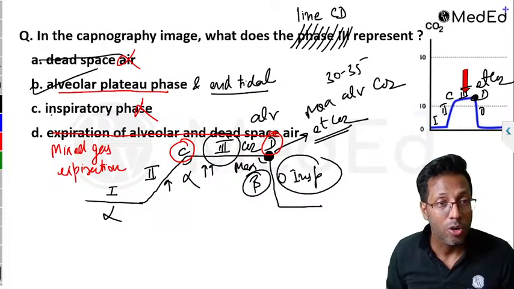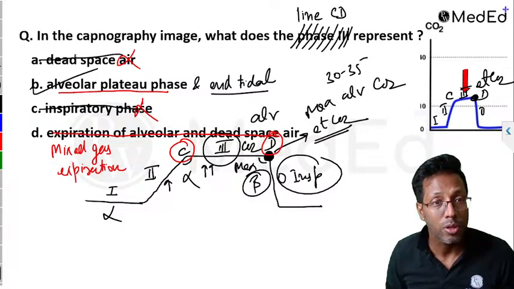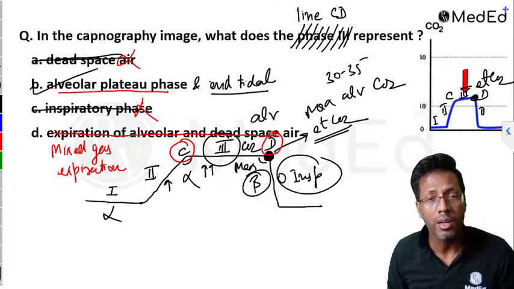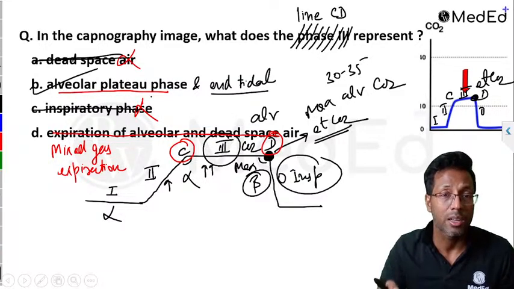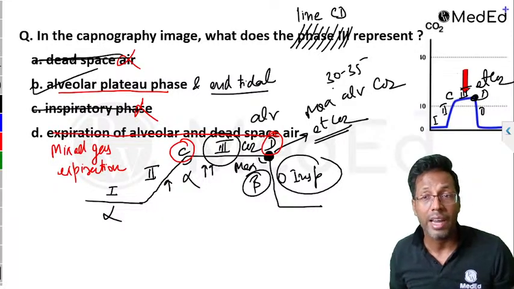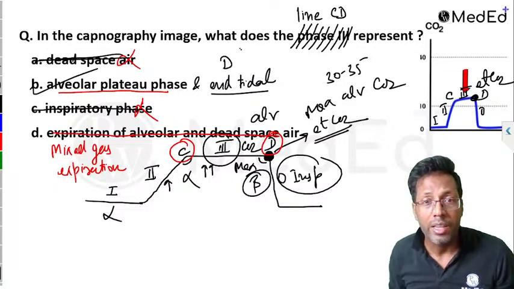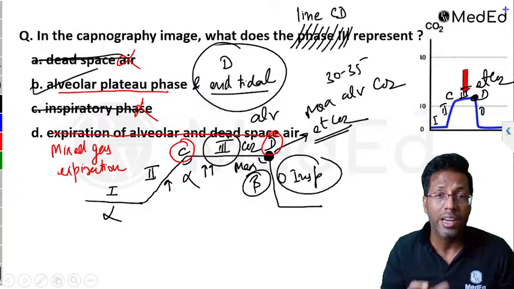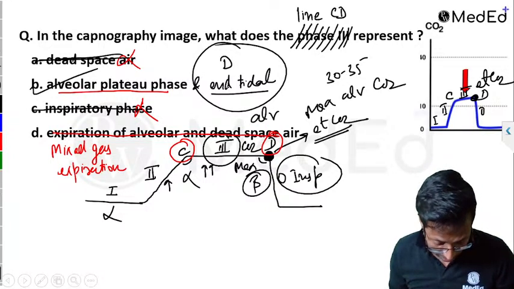Maybe we are not reconstructing these two options correctly, the dead space and the inspiratory phase. But the alveolar phase is the correct answer. That phase 3, that line CD, represents the alveolar phase. And even if someone says end tidal, remember the point D then becomes end tidal, right? So even end tidal will be correct. The point D is end tidal then.